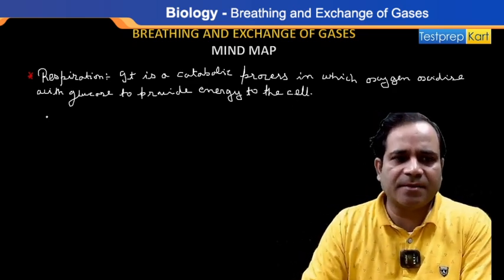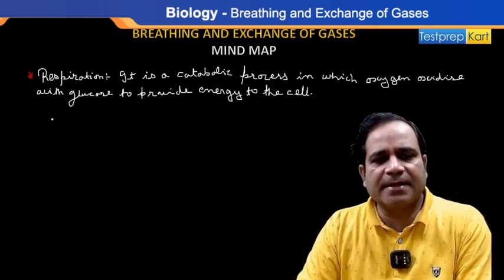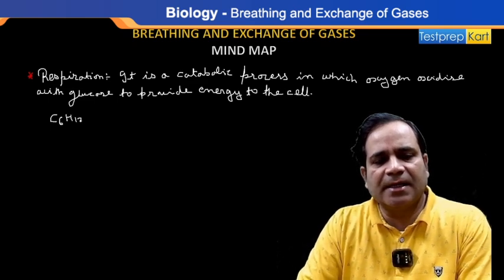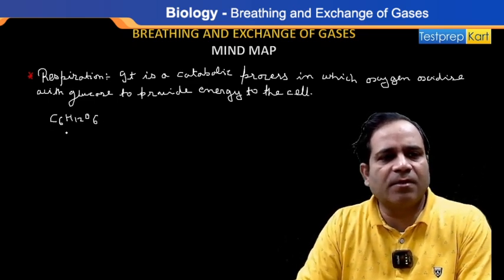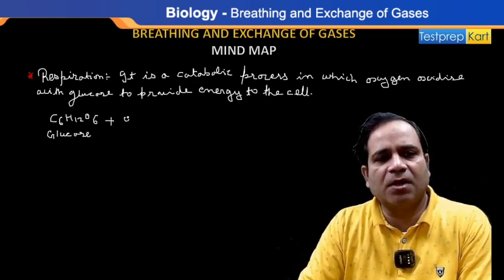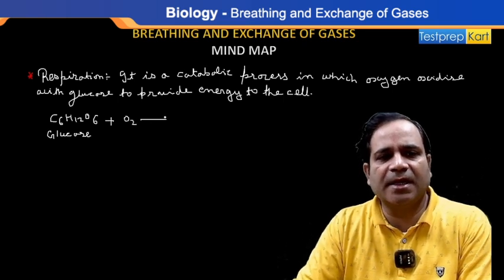Let's see. Here I'm just writing one reaction. Suppose C6H12O6. This is the formula of glucose. You all know this is the formula of glucose. And whenever this glucose is oxidized with O2, then it gives what?